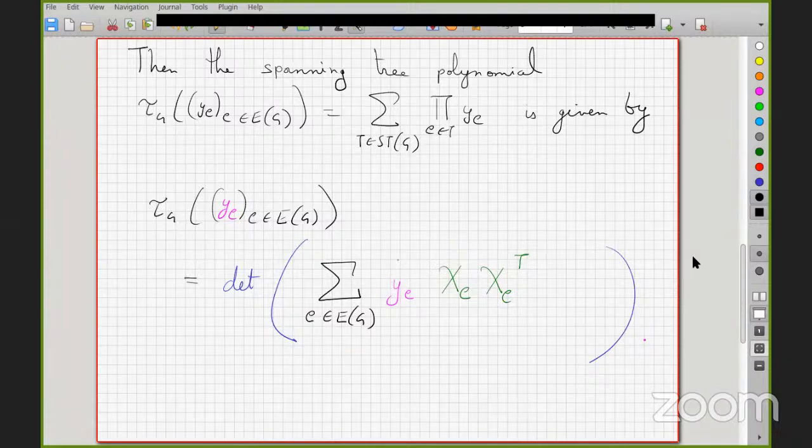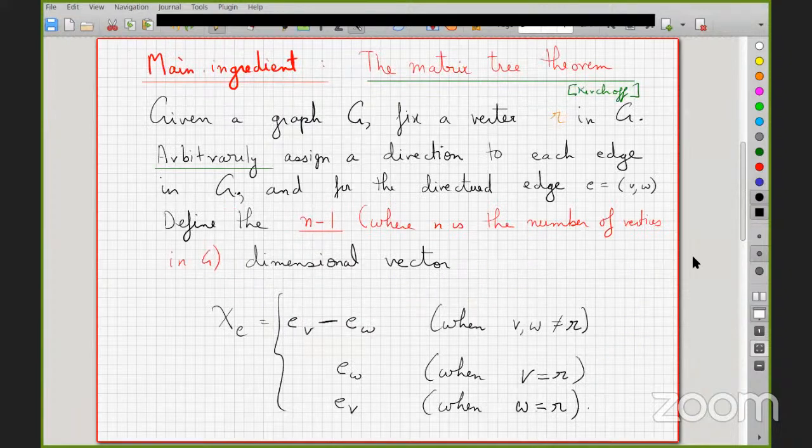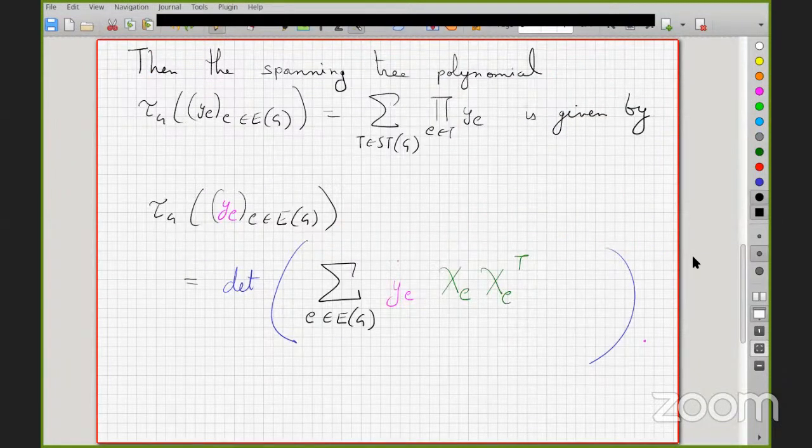So how many non-zero entries does chi-E have? Chi-E is for each edge, right? So yes, it has one non-zero entry or... Yeah, 1 or 2, right? If it is incident on the root, then 1, and if it's not incident on the root, then 2. If it's not incident on the root, why is it 2? Because it's EV minus EW. Oh, yes, it has 2 non-zero entries. Okay. So what does this chi-E transpose look like?